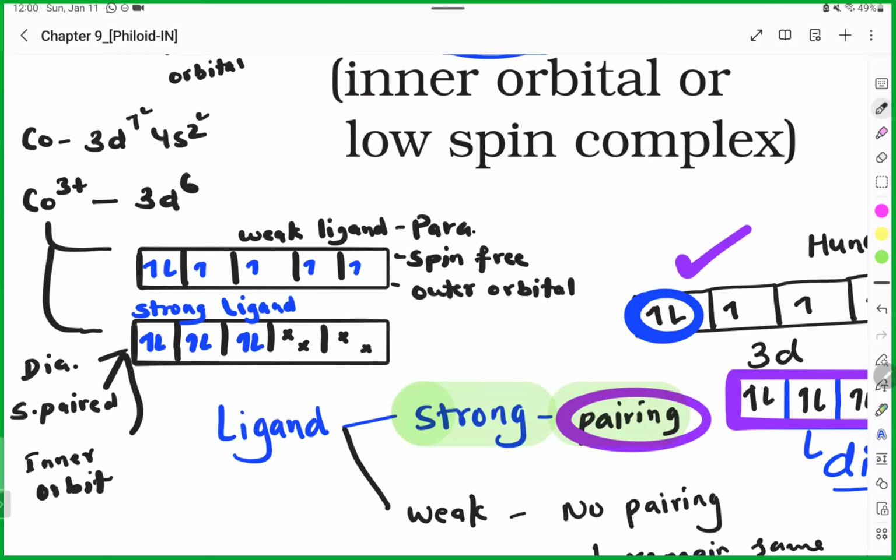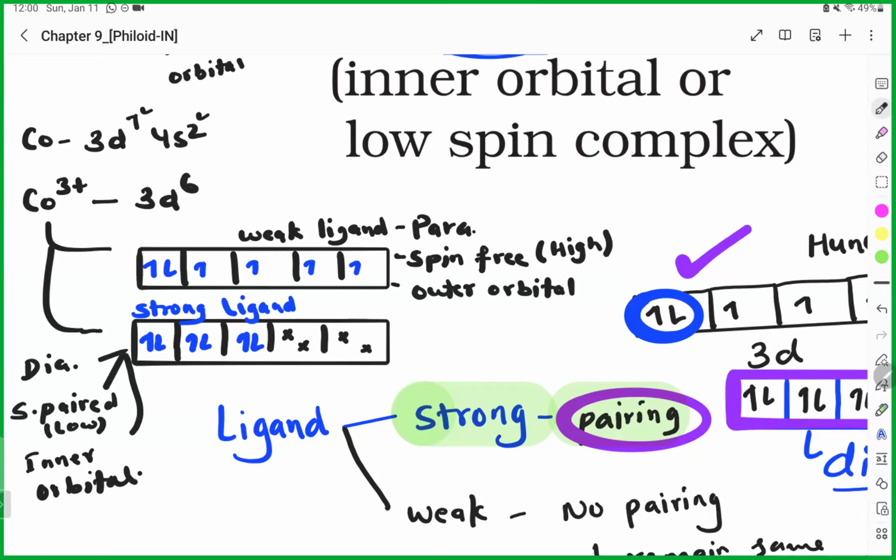Tell me everyone, anybody have doubt? What is the impact of the strong ligand and weak ligand? This spin paired is also known as low spin, and spin free is known as high spin. High spin means electrons can move freely. Spin free means free movement. High spin.